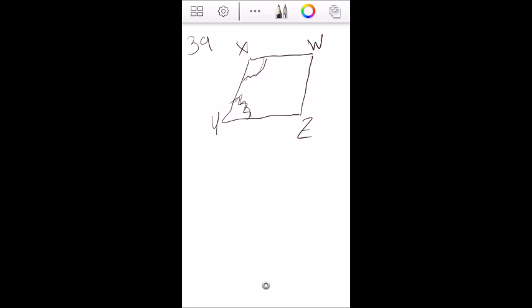The first one says, the angles would form a linear pair because they're congruent. I want you just to think about that statement for a second. Linear pair because they're congruent.